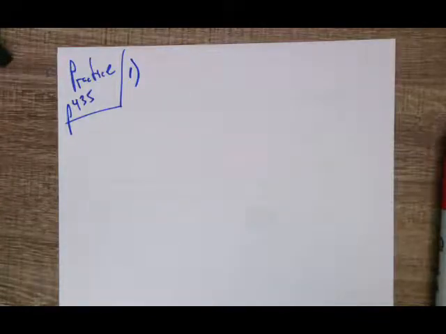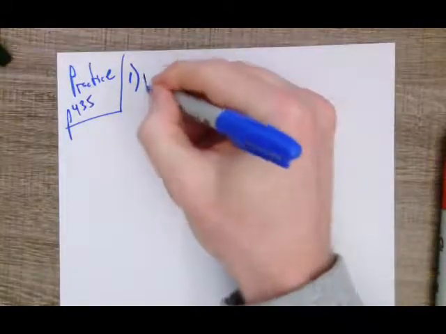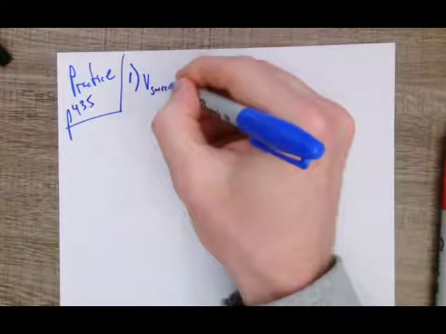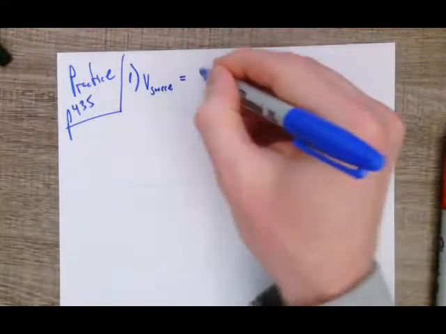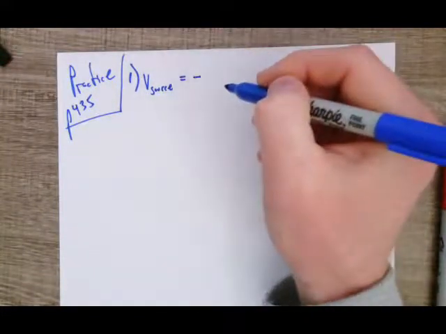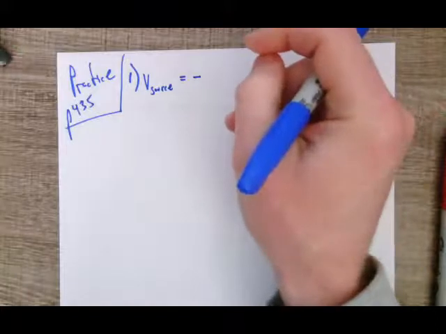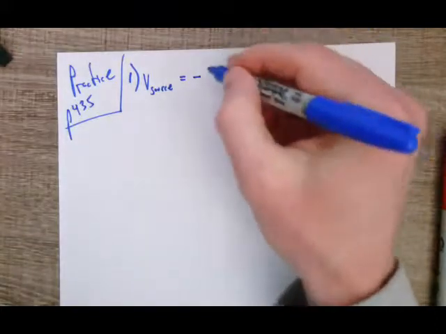It says a police car is approaching at a speed of 20. So the police car is approaching. Okay? So first of all, this is V source, because that's where the sound's coming from. And it's approaching, so it's negative, and it's approaching at a speed of 20 meters per second.